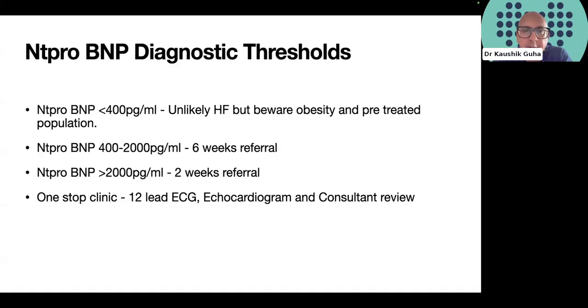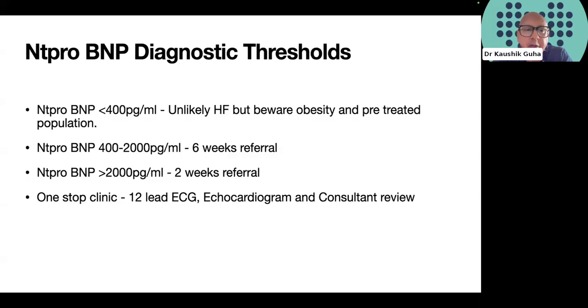And I appreciate that colleagues on the call may be from differing areas throughout the United Kingdom. So if the NT-proBNP is less than 400 picograms per milliliter, NICE state that this patient is unlikely to have heart failure. However, I would suggest some caveats: if the patient has significant levels of obesity or is already on an ACE inhibitor, an angiotensin II receptor blocker, or a mineralocorticoid receptor antagonist such as spironolactone, we should be cautious about the interpretation of that number, rather than relying all of our clinical judgment on the value by itself.